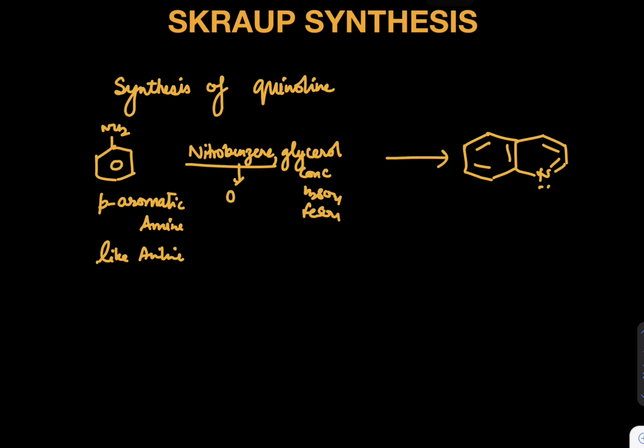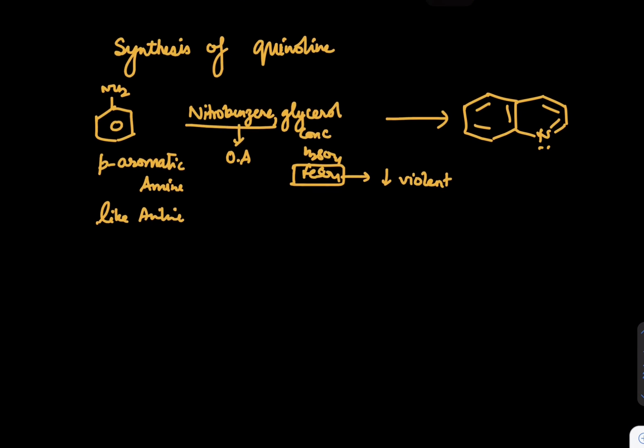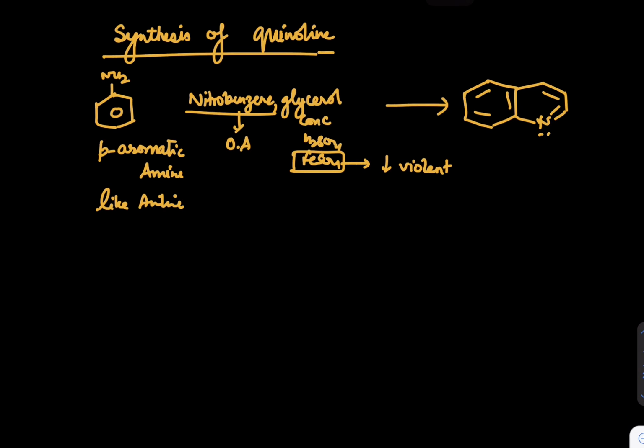It is acting as an oxidizing agent. That's the main role of it. So we'll see where it will be used and what it will do. And what is the role of FeSO4? FeSO4's role is to make the reaction less violent. These are the roles of these two agents. So we should start with this reaction now.